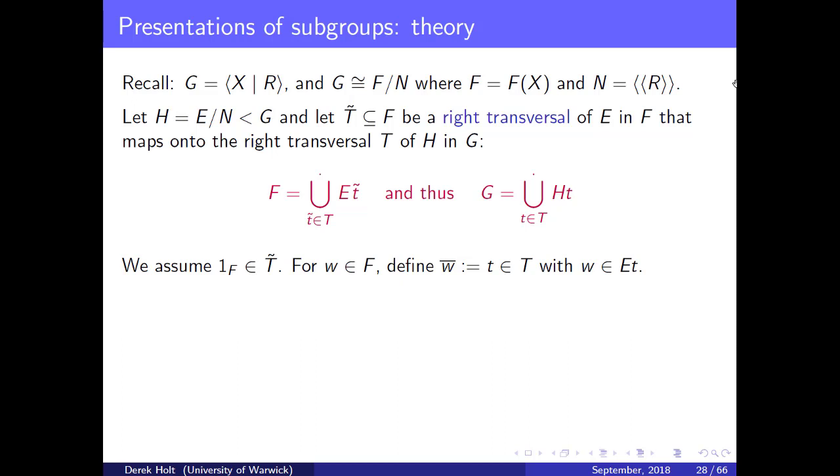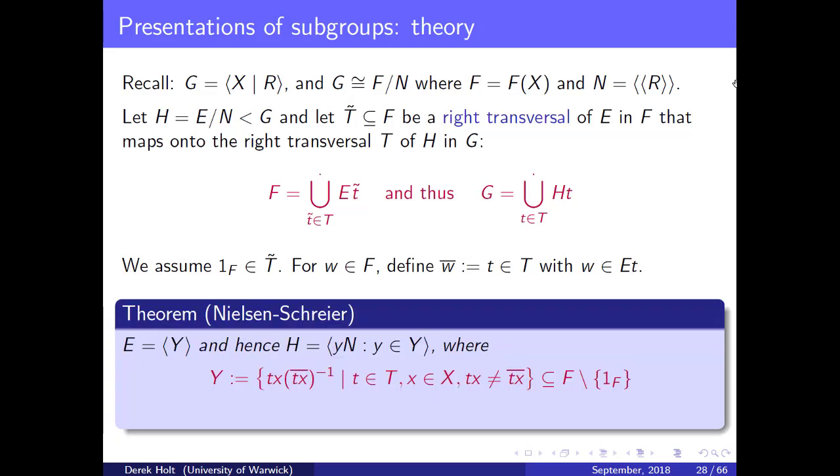And a little bit of notation: for an arbitrary element W of the free group, I'll define W bar. That's probably not the most wonderful notation. W bar is not the image of W in the quotient group; it's the transversal element in which W lies. I think that should be the T tilde, actually. It doesn't matter much. So W bar is not the image in the quotient, it's the coset representative of W.